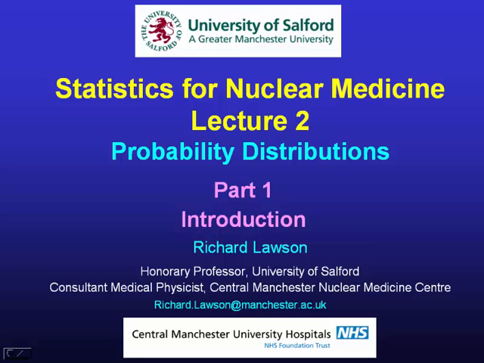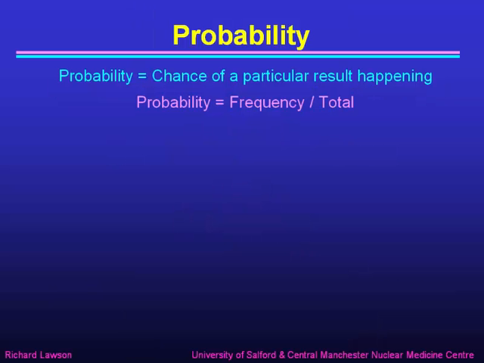This is the second in my series of lectures on statistics for nuclear medicine, in which I'm going to be talking about probability distributions. Probability means the chance of a particular result happening.